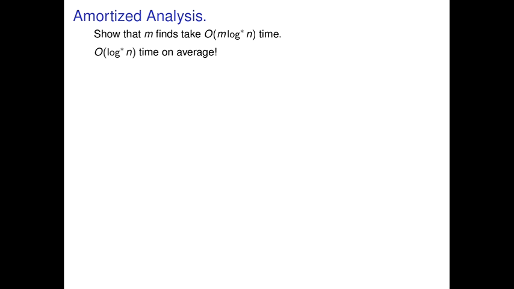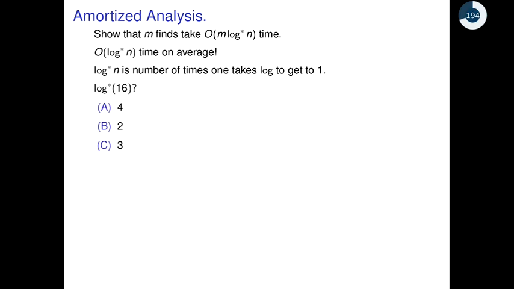Show that m finds takes O of m log star n in amortized time. What the heck is log star? Okay, log star is a number. It's the number of times one takes log to get to 1. Okay, that's an odd statement. Okay, what's log star of 16? Okay, let's think about it. I take log base 2. Let's do log base 2. Log of 16. If I take log of 16 once, what do I get?